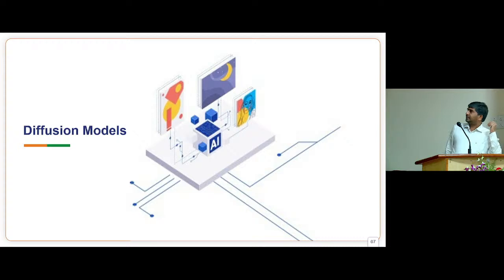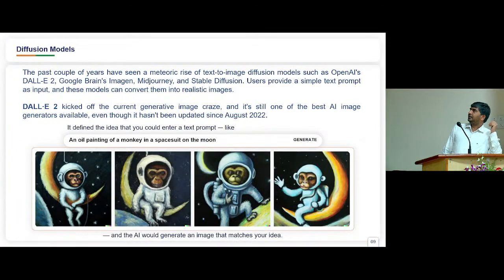So let us look at what the diffusion model is. I told you there is DALL-E, an algorithm that can nicely generate images for you. For example, someone gives a sentence like: can you draw a painting of a monkey in a spacesuit? It auto-generates the image for you. You let it know what image you want, and it auto-generates the image.